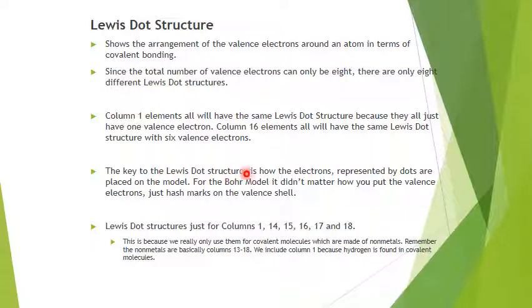Okay, the key to the Lewis dot structures is how the electrons, represented as dots, are placed on the model. For the Bohr model, it didn't matter how you put the valence electrons; I just put hashes on the valence shell. For Lewis dot structures, in the long run, we're just going to worry about columns 1, 14, 15, 16, 17, 18, because these are the nonmetals. And we use the Lewis dot structure for figuring out covalent molecules. Remember, covalent molecules are made out of nonmetals. Okay, so let's get to it.